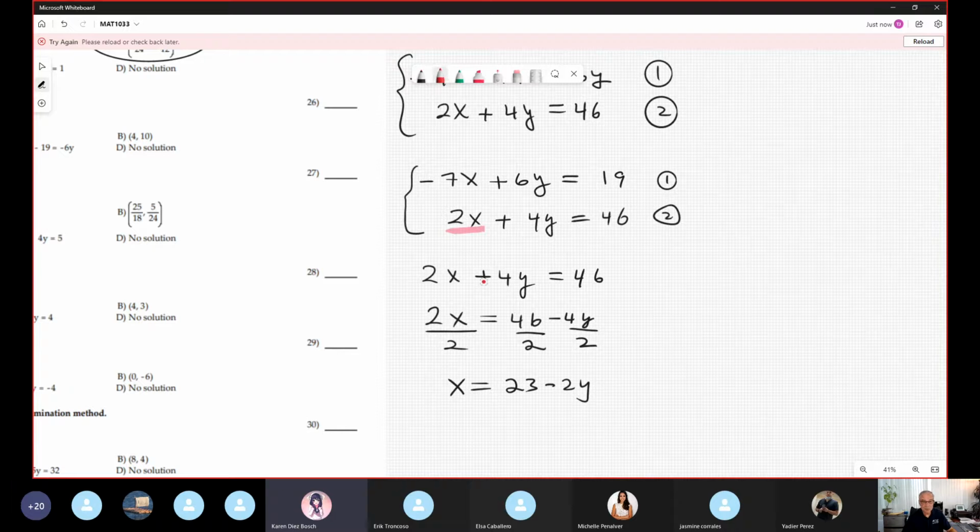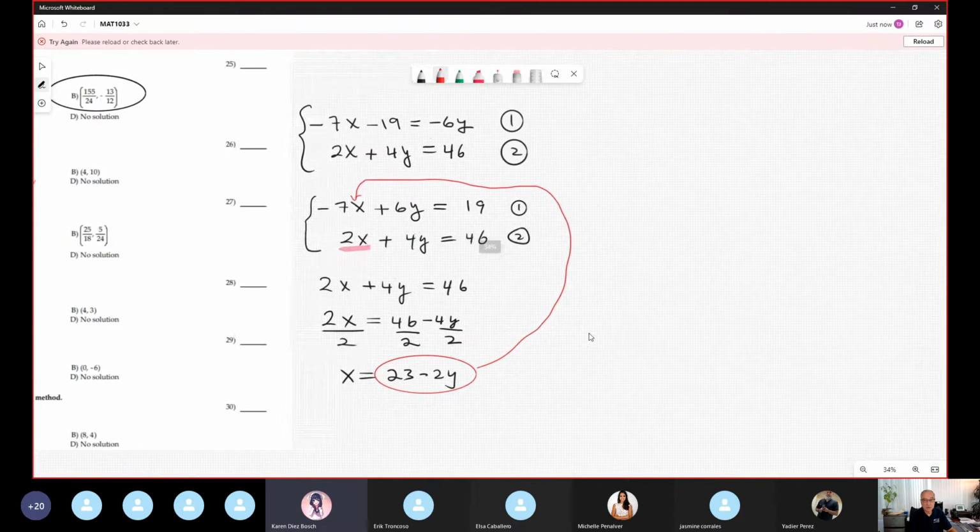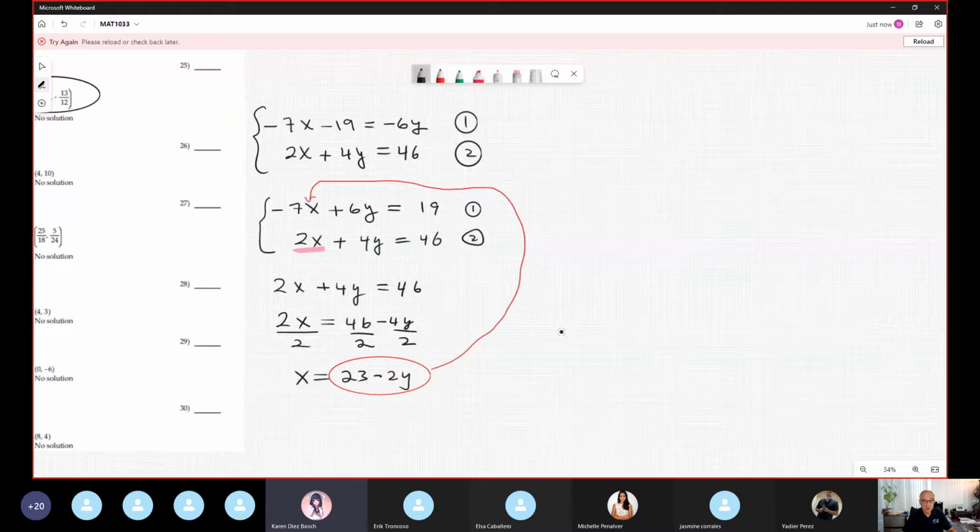And now you take this expression and substitute it where? Why not in the other equation, but what? The x place here. Right? Okay. So minus 7, parentheses, don't forget the parentheses, 23 minus 2y, plus 6y equals 19. And now distribute it.